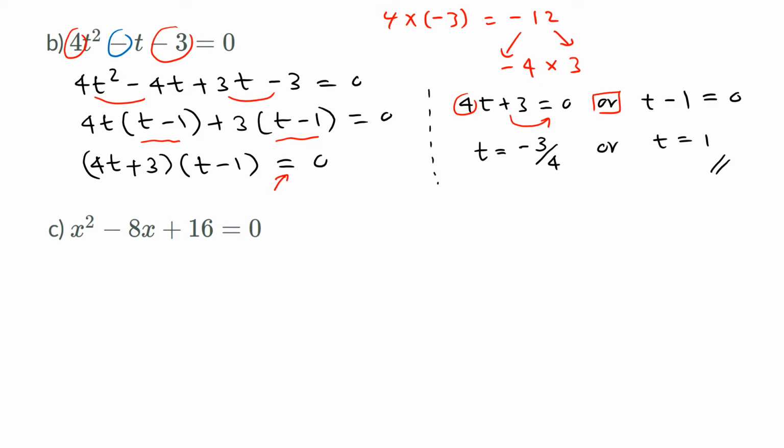And the last one. In the last one, again, same argument. We can look for the number which is 16. So you can think about 16, how to find two numbers.